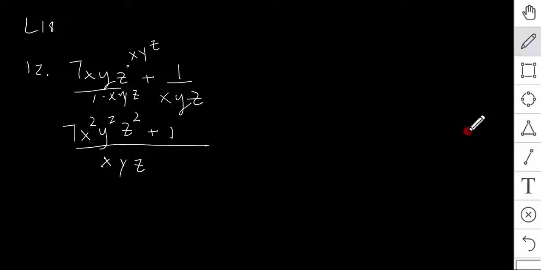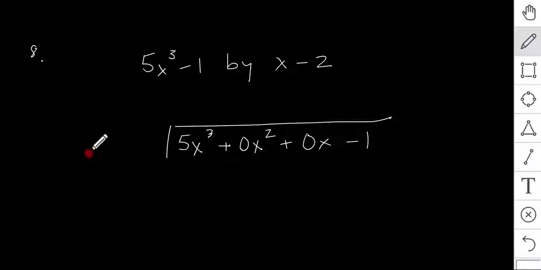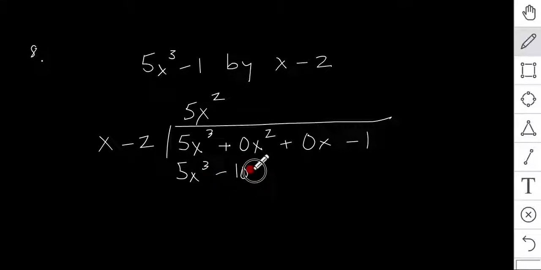Okay, next one is, I missed number 8, so let's go back up and do number 8. Number 8 is divide 5x cubed minus 1 by x minus 2. Okay, long division problem, you need to add your 0x's so that you have every exponent value represented. So it's going to be 5x cubed plus 0x squared plus 0x minus 1 divided by x minus 2. So quickly, we get 5x squared, because 5x squared times x is 5x cubed, minus 10x squared.